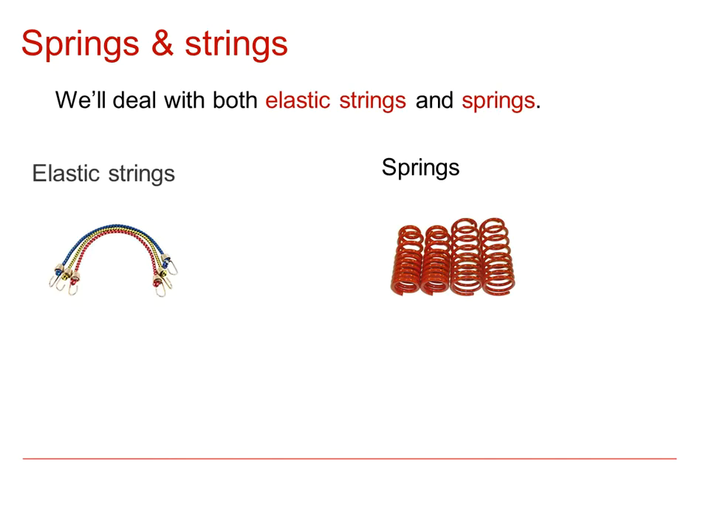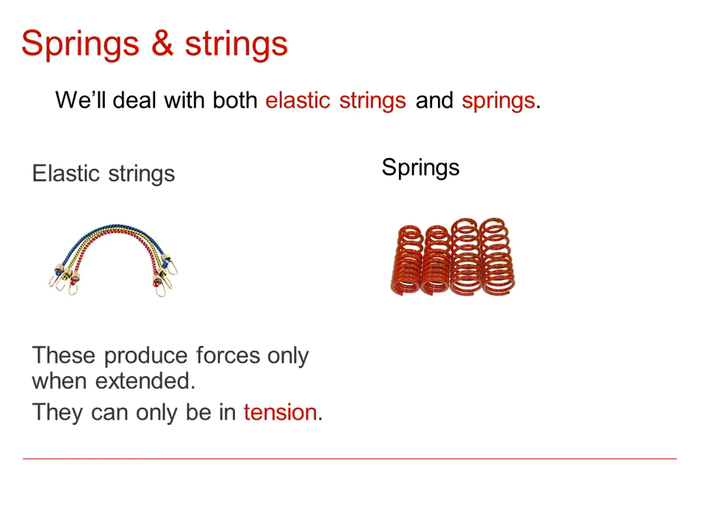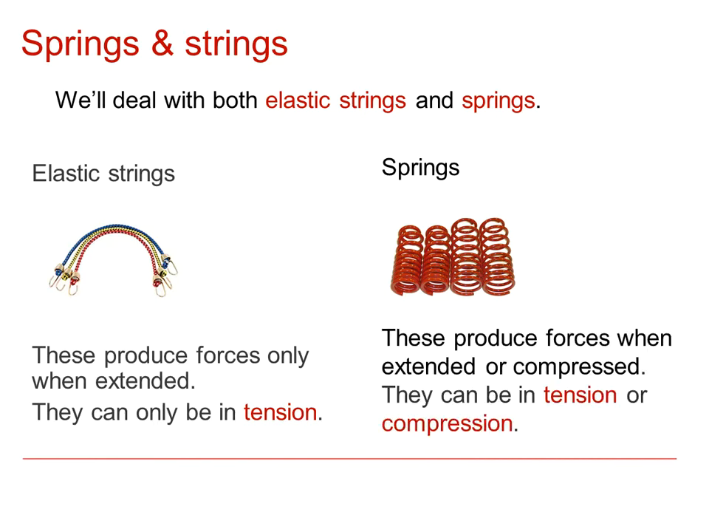First of all, what do we mean by strings and springs? Well, a string is something which only has a force in it if it's extended, so if we pull on it, or it goes into what's called tension. On the other hand, springs have forces if we compress them or extend them. So they have forces which are called tension when they're extended, or compression forces when they're reduced in length.